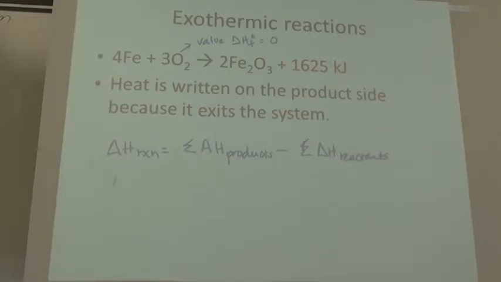So anyway, if you found out that delta H for this reaction was a negative 1625 kilojoules, that sign signifies energy is exiting the system. Where is the exit to a chemical reaction? The product side. So you would say that the 1625 kilojoules of energy is just like a product. This plus sign does not mean anything more than Fe2O3 and 1625 kilojoules of energy. Do you understand that?